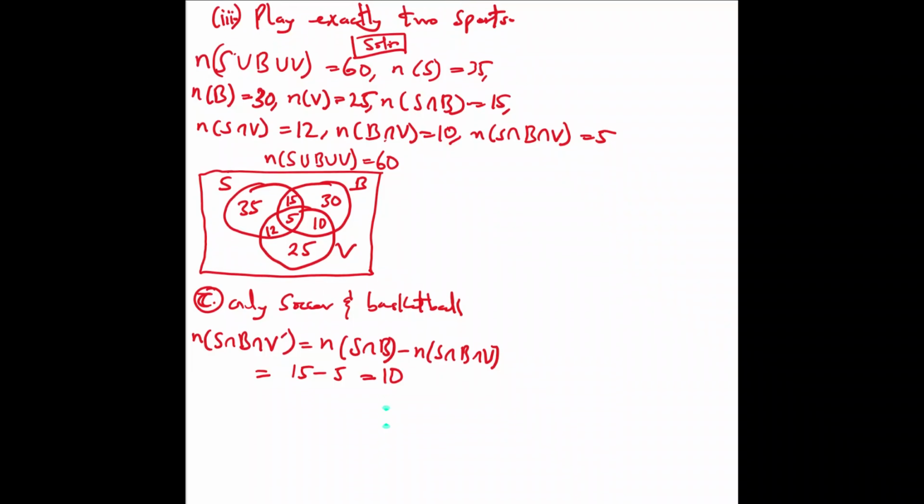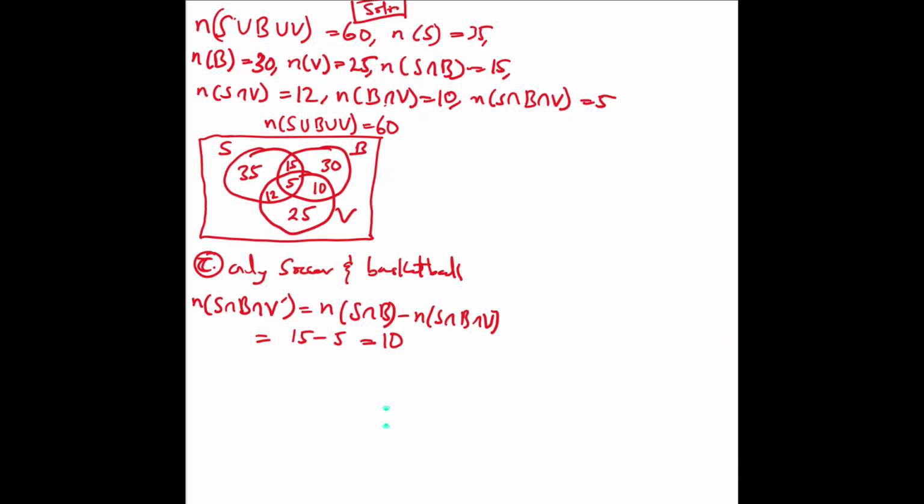Okay. So now we have to look for the number of students who play only soccer and volleyball. So that will be S intersection B prime intersection V. That will be the number of S intersection V minus the number of S intersection B intersection V. The number of students who play soccer and volleyball is 12. The number of students who play all three is 5. So that will be 12 minus 5, which is 7.